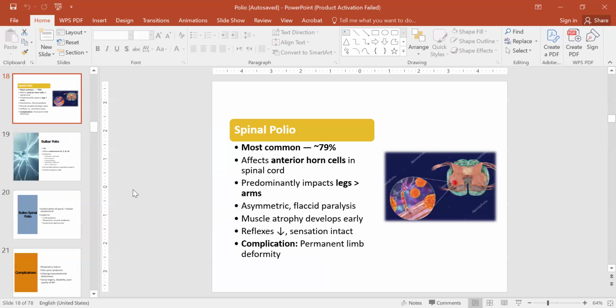So first of all, we will go through the spinal polio. Among the paralytic polio, spinal polio is the most common, and it accounts for the 79% of the paralytic polio.